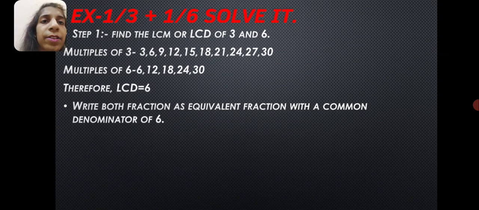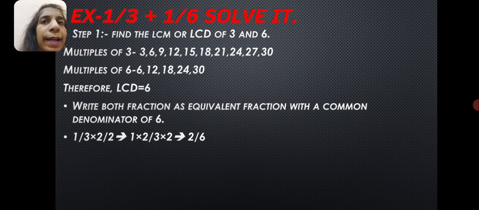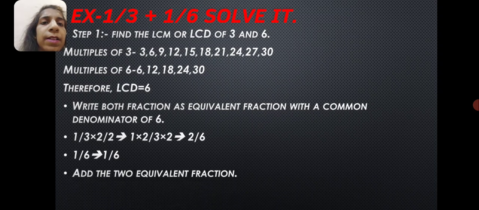Next, write both fractions as equivalent fractions with a common denominator of 6. For 1 by 3, we have to multiply the numerator and denominator by 2, so we will get the denominator as 6. We get 2 by 6 as the fraction. Next, 1 by 6 is the other fraction.